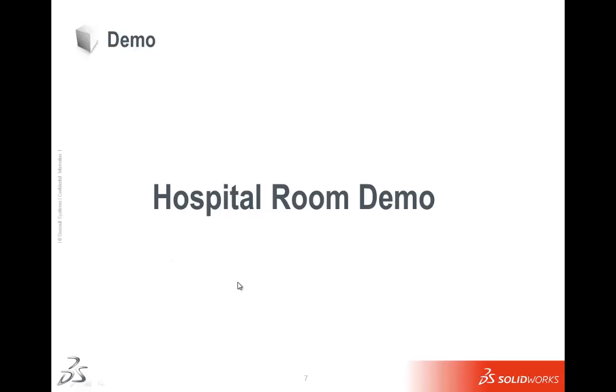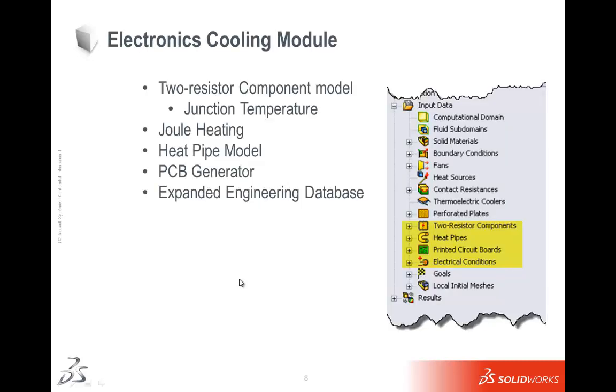Okay, so now we're going to jump into the electronics cooling module. The electronics cooling module consists of a set of tools like 2 resistor components, joule heating, heat pipe model, PCB generator, and an expanded engineering database with more fans, more 2 resistor components, things like that, more PCBs. Today we're going to be discussing mostly 2 resistor components, heat pipes, and the PCB generator. While we do that, we will also touch on the engineering database expansion and increased information in the engineering database.